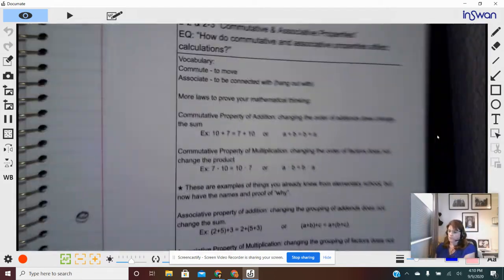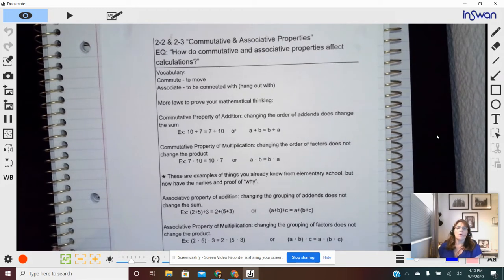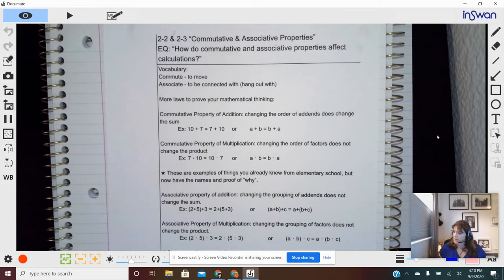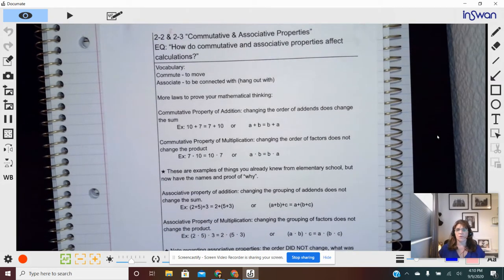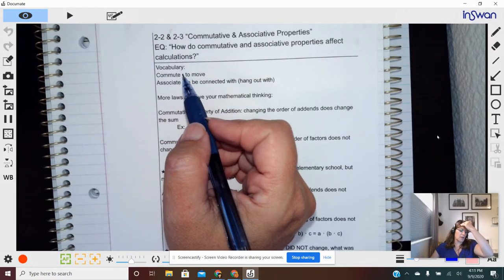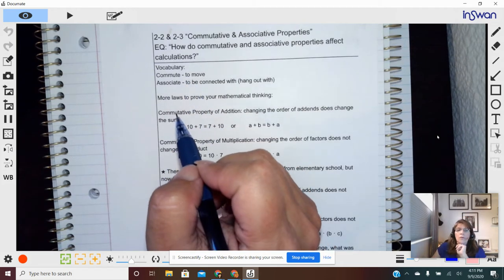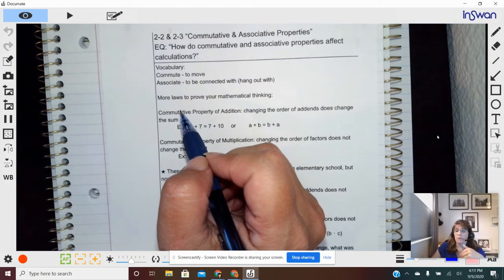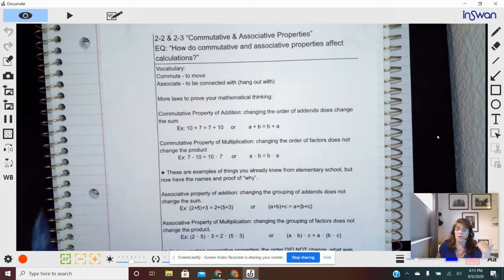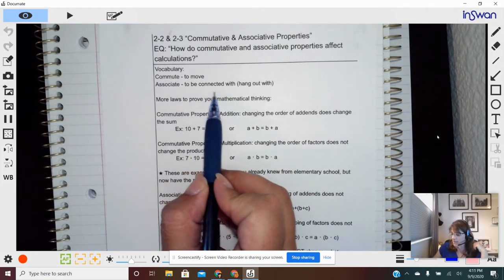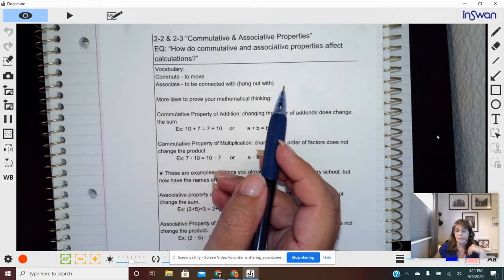So, 2 more properties, laws that make math true. To start these, 2 vocabulary words I want to focus on. To commute is to move. If you think about the phrasing when somebody commutes to work, they're moving from their home to their office. Lately, maybe they're moving from their living room to their office, or their kitchen to their bedroom, because now that's their office. So that's commute. To associate is to be connected with or to hang out with.